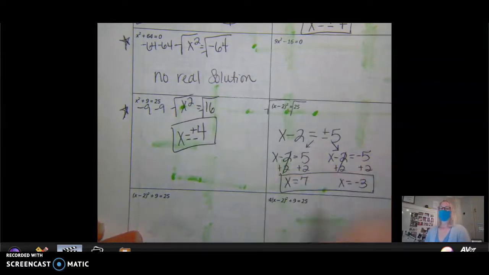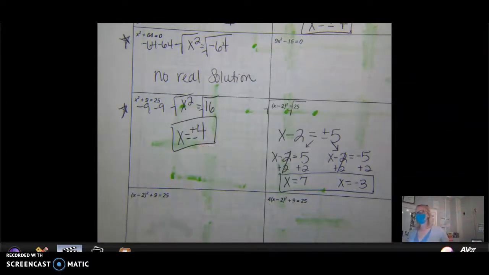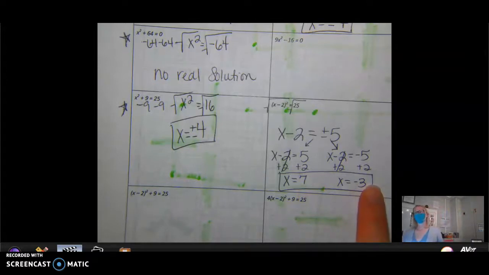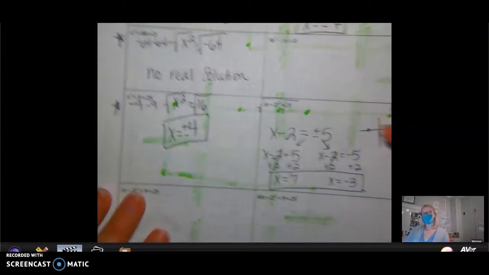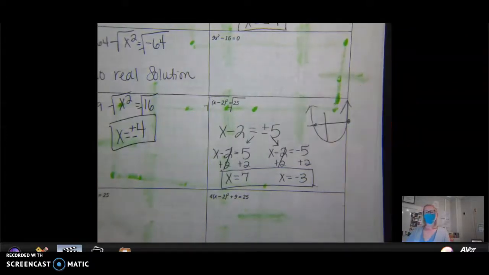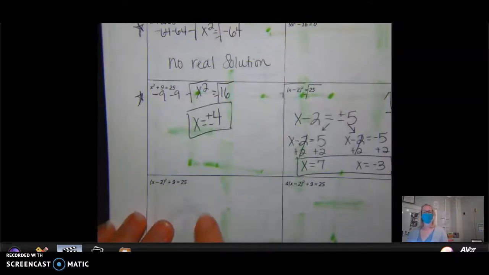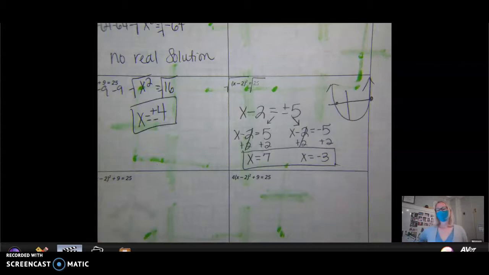There are 2 answers. So in the past, we've gotten answers that were always opposites. Positive and negative 4, positive and negative 5. But they don't always need to be. All that's saying is that this hits the x-axis at -3, but it also hits it over here at 7. Okay? If in school you're asked to put them from smallest to biggest, make sure you put -3 first and then 7.